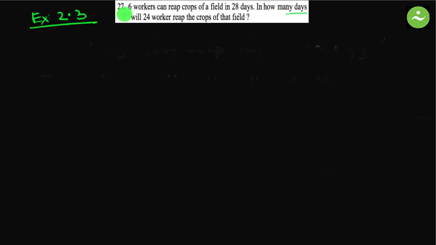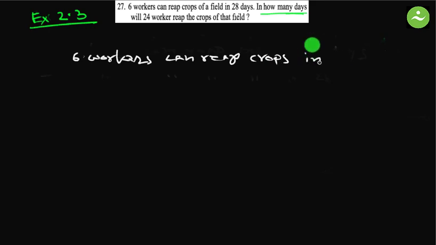Question number 27. 6 workers can reap crops of a field in 28 days. In how many days will 24 workers reap the crop? In how many days? 6 workers can reap crops in 28 days.